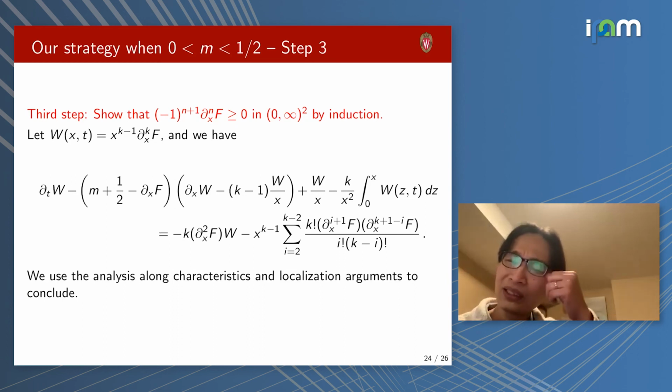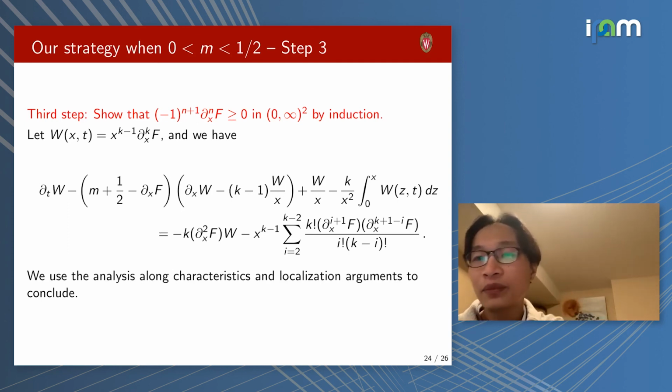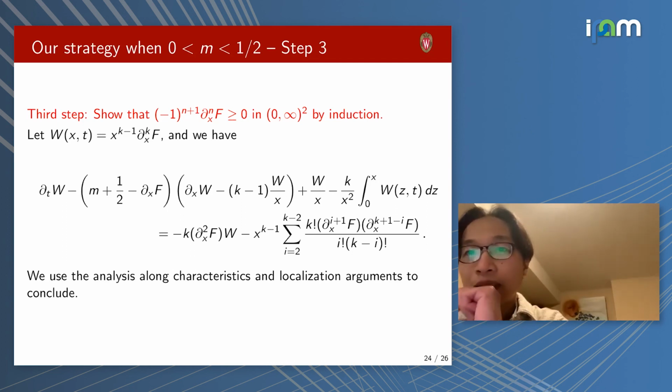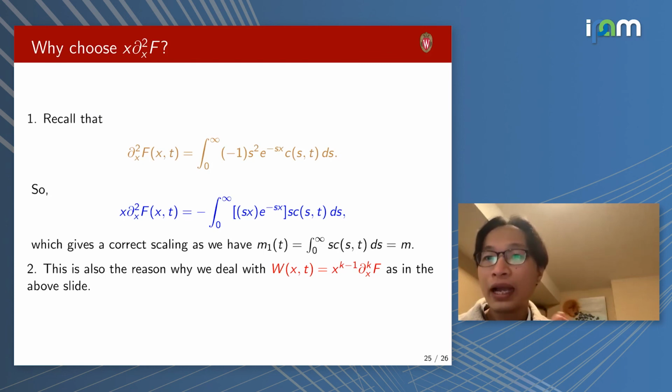This is okay. I would say that the hardest step is the first step, and so far we have only been able to go up to 1/2. Now, in the last 3 minutes, let me explain the key idea why we chose this weird kind of scaling. Why did we choose x times fxx, or x to the k minus 1 times the k derivatives of f?